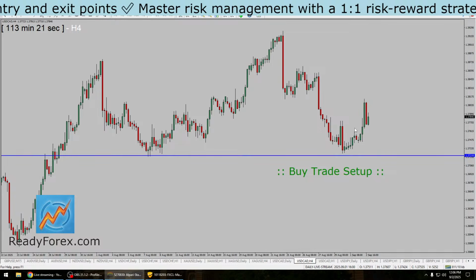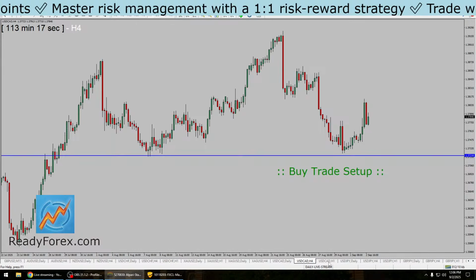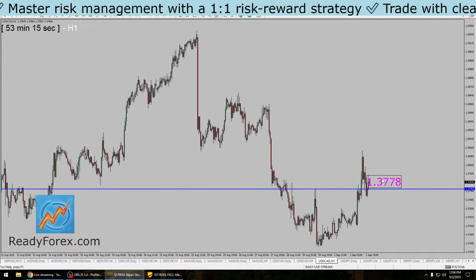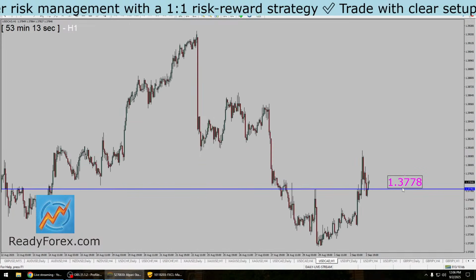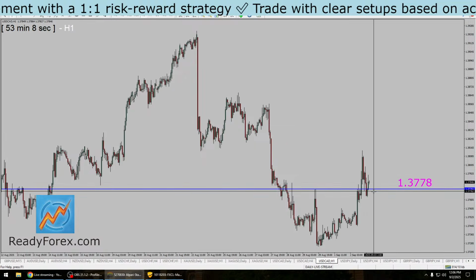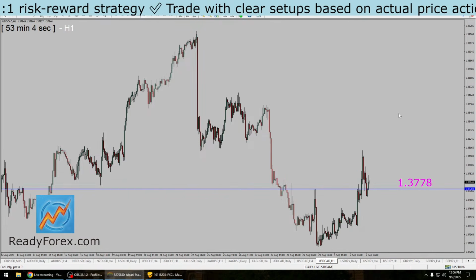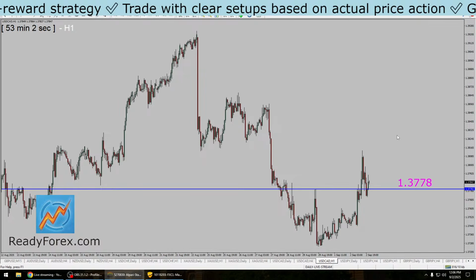Use your own day trading strategies to look for potential buy trade setups. Okay, so USDCAD, here's a breakout, and we got the bullish breakout above 1.3778 level. So now I expect a pullback, and then expect more upside in US dollar versus Canadian dollar currency pair.